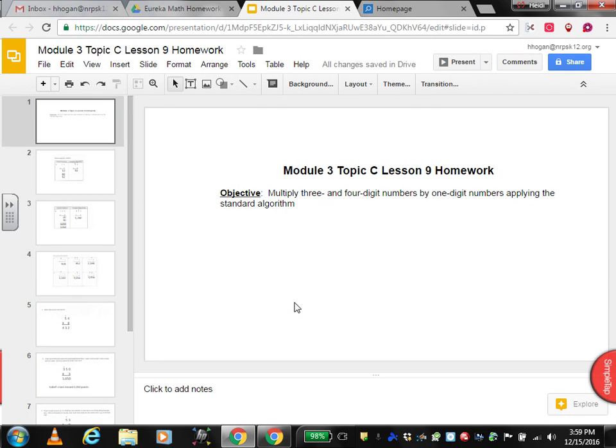Hi, boys and girls. Here we are, Module 3, Topic C, Lesson 9 homework. And the objective is to multiply 3 and 4-digit numbers by 1-digit numbers using the standard algorithm.